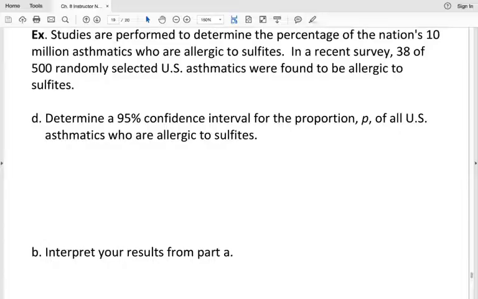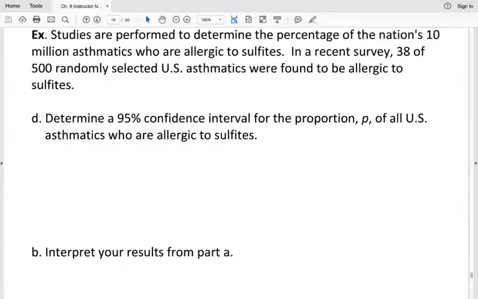All right, here we've got another problem. Studies performed to determine the percentage of the nation's 10 million asthmatics who are allergic to sulfites. And in this survey, 38 of 500 randomly selected asthmatics were found to be allergic to sulfites. So one thing that we have to keep in mind is, are our assumptions being met? Do we have a simple random sample? Is the population very large?